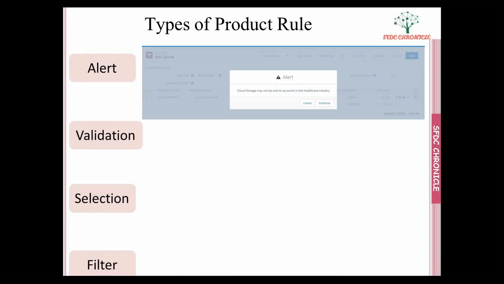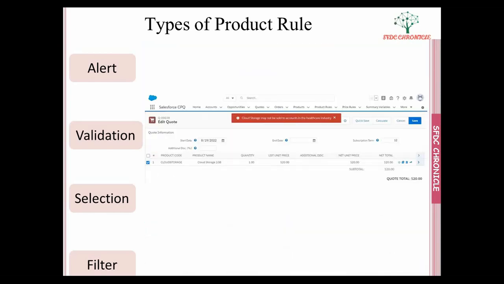They will be able to see some alert on their page as per your configuration, and after seeing that they can either continue or cancel it and reconfigure the products again. So this is one type of product rule.